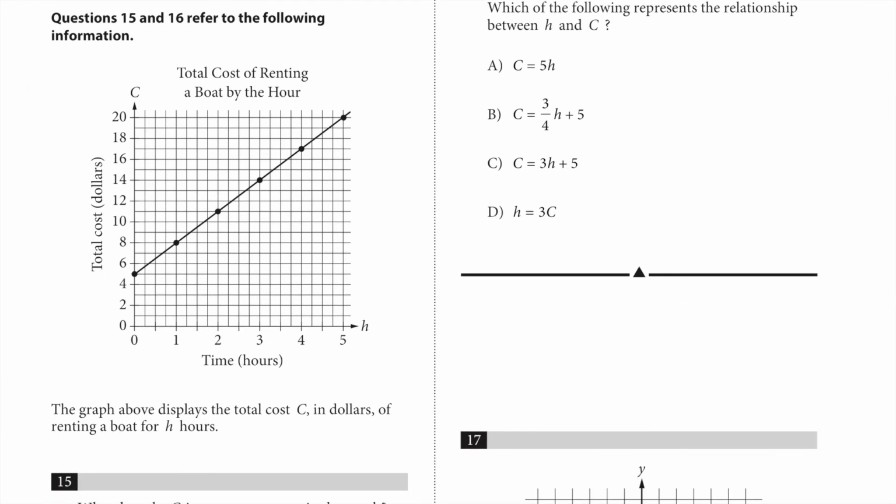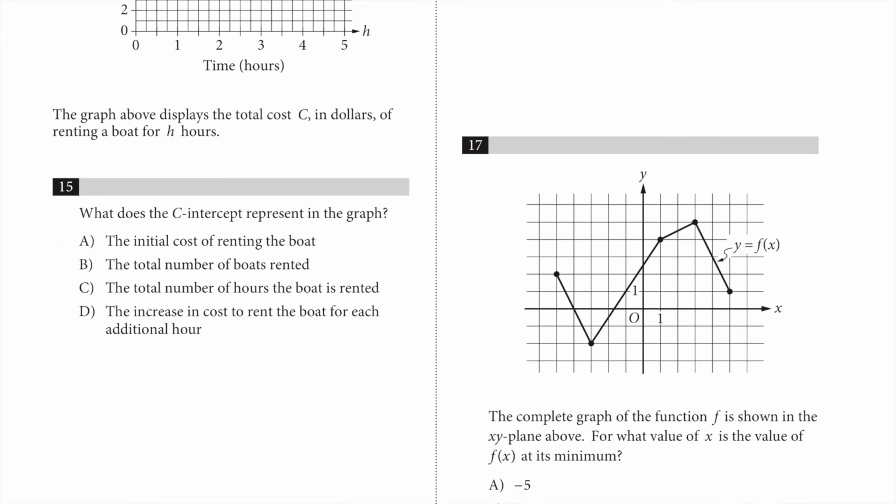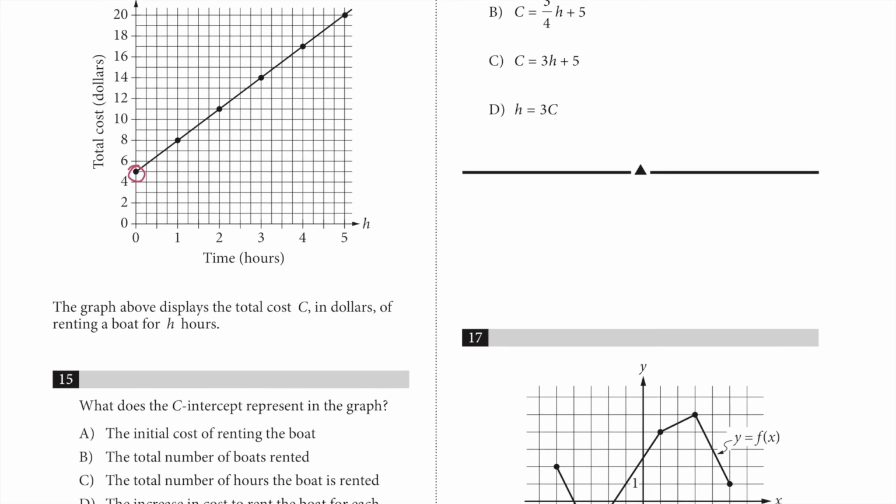Total cost of renting a boat by the hour. What does the y-intercept represent in the graph? So the y-intercept is at time 0, meaning we haven't spent any time on the boat yet. So we know that that cost is not directly correlated to the time because we haven't put any time into it. Time is 0. So that means there's some other value that is driving the cost up, which would be the initial value or the initial cost of renting the boat. So our answer is A.